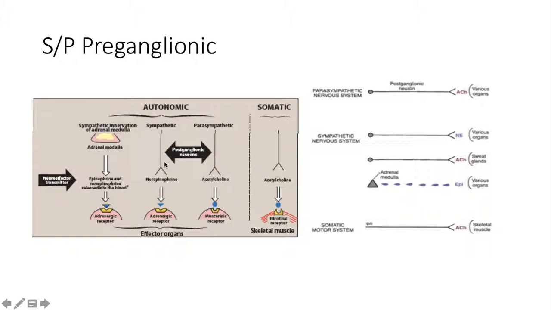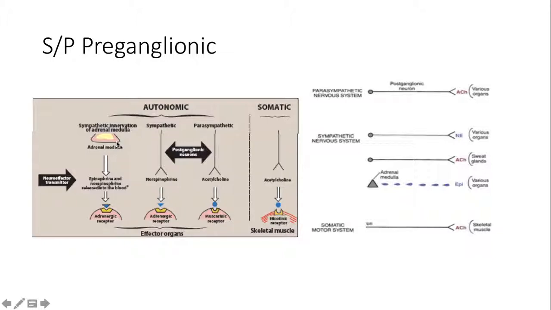The postganglionic neurons of the sympathetic nervous system will release norepinephrine and bind to an adrenergic receptor. The parasympathetic will once again release acetylcholine, but they'll bind to a muscarinic receptor, and this helps us to determine what desired effects that we want.